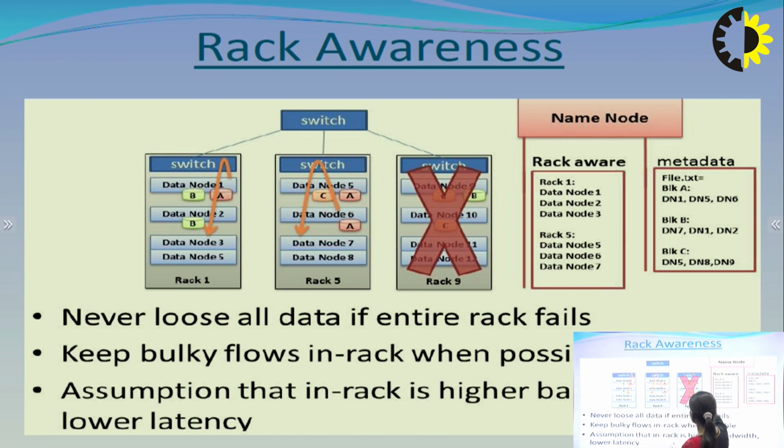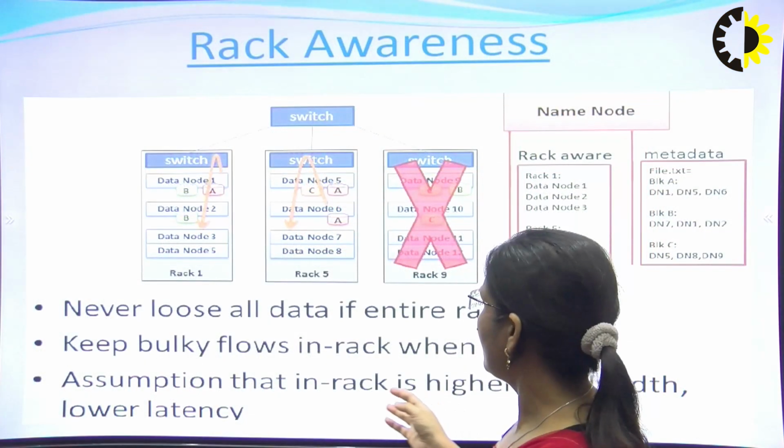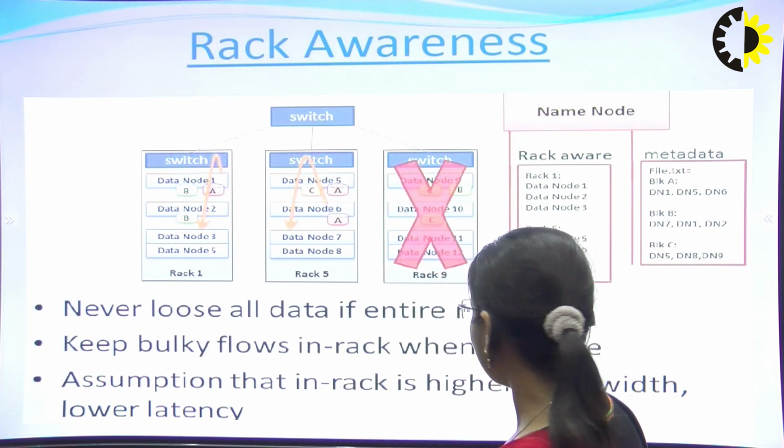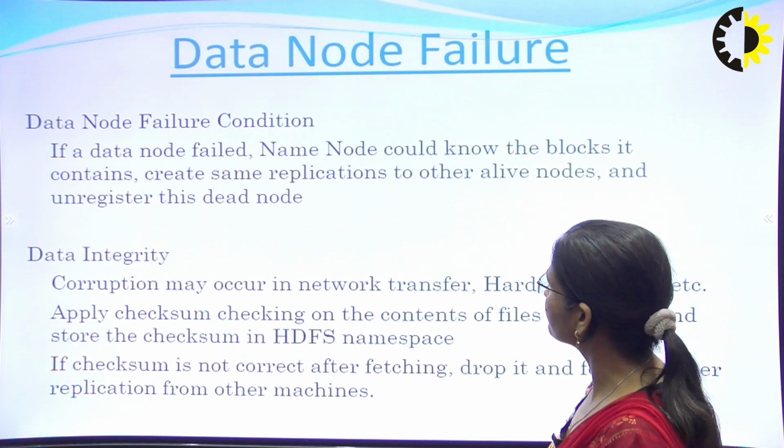If a rack fails, that information is sent to the name node for rack awareness, so it knows which one is working properly and which one is not. In this way, you never lose all data if an entire rack fails. If an entire rack fails, the system still works properly. And keep bulky flows in a rack when possible, on the assumption that within a rack there is higher bandwidth and lower latency.